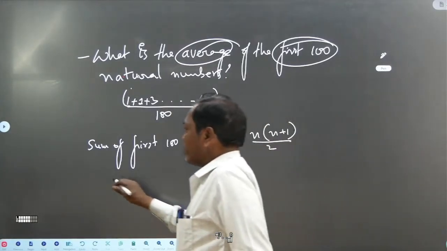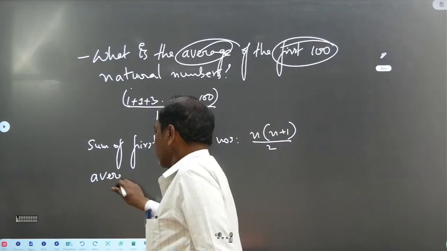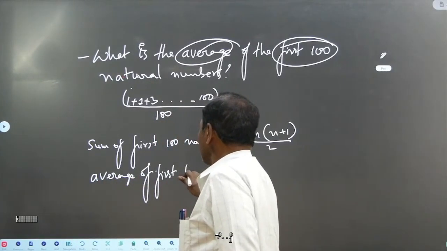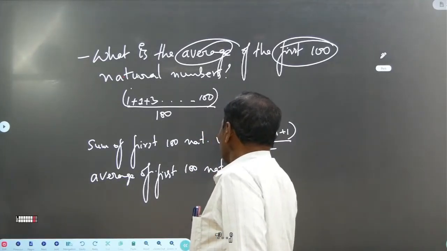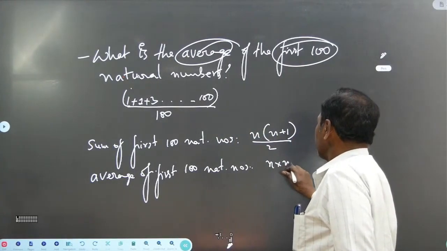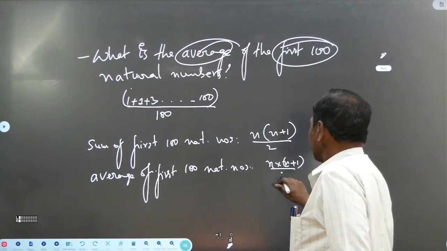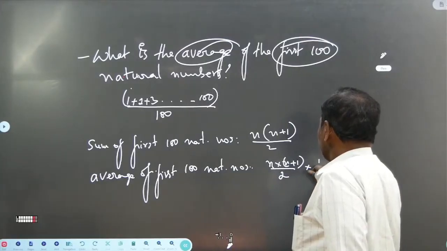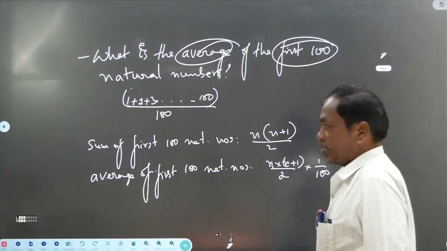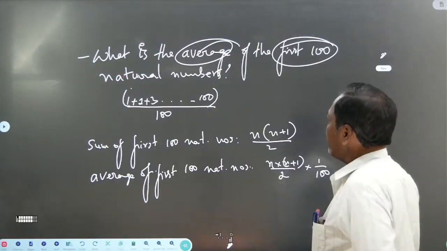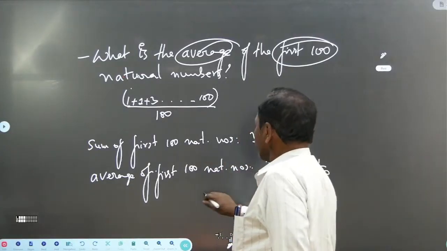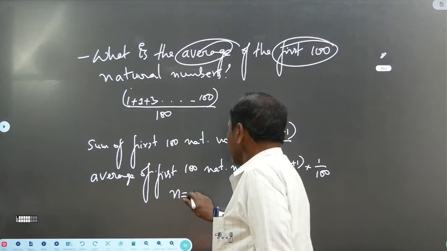When we want to know the average of the first 100 natural numbers, it means n into n plus 1 by 2, divided by 100, the number of observations. Now if we apply the formula, how much will it be? What is the n here? n is equal to 100 observations.